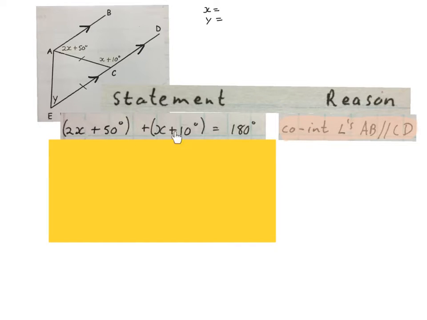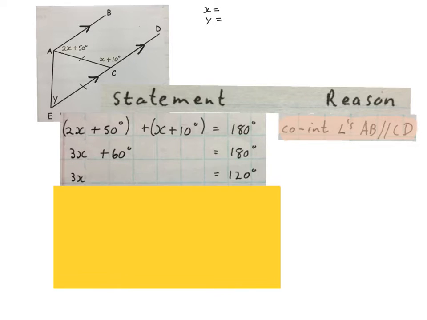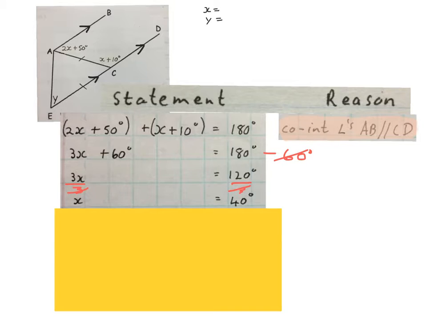Then I solve this equation normally with equations by solving for x. 2x plus x will give me 3x, 50 plus 10 will give me 60, and I keep my 180. I will now just minus 60 and divide by 3. First I minus 60, and then I divide by 3. So I have my first value that they asked me, x, and x is 40 degrees.